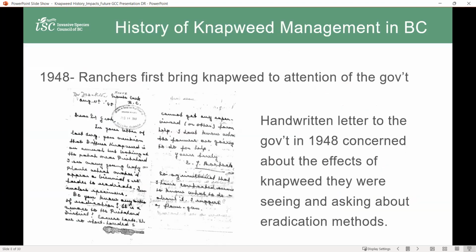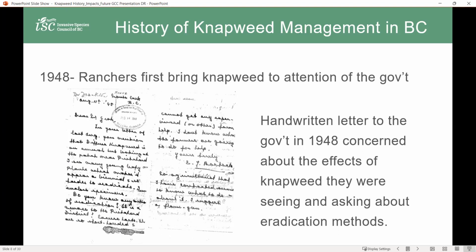Some of the earliest known communications from the citizens of British Columbia, typically knapweed was a big concern to the ranching community of the Central Interior, South Central Interior. In 1948, there were letters written to the Ministry of Agriculture talking about the effects of knapweed and asking about eradication methods.